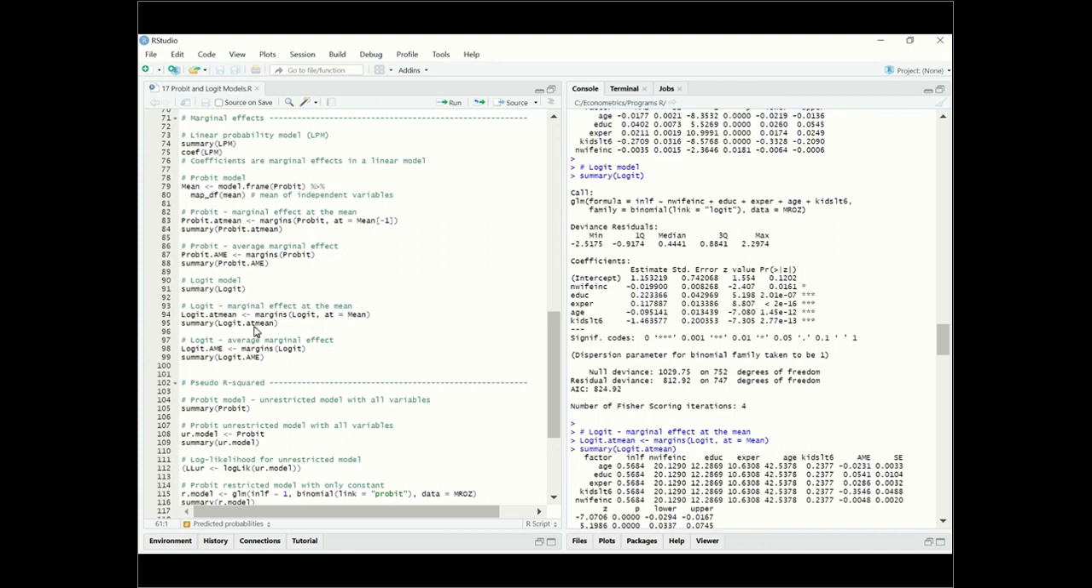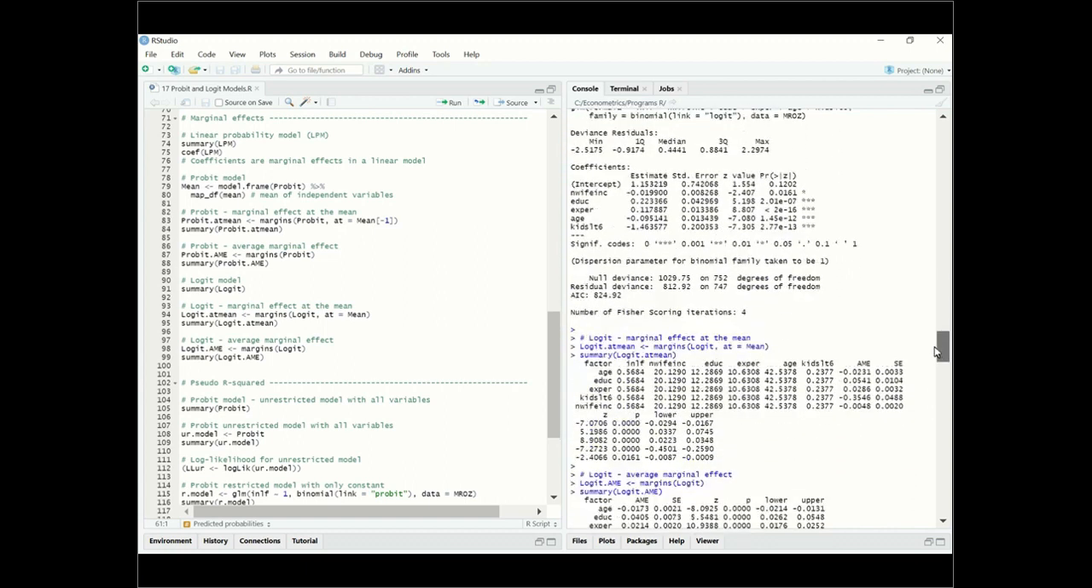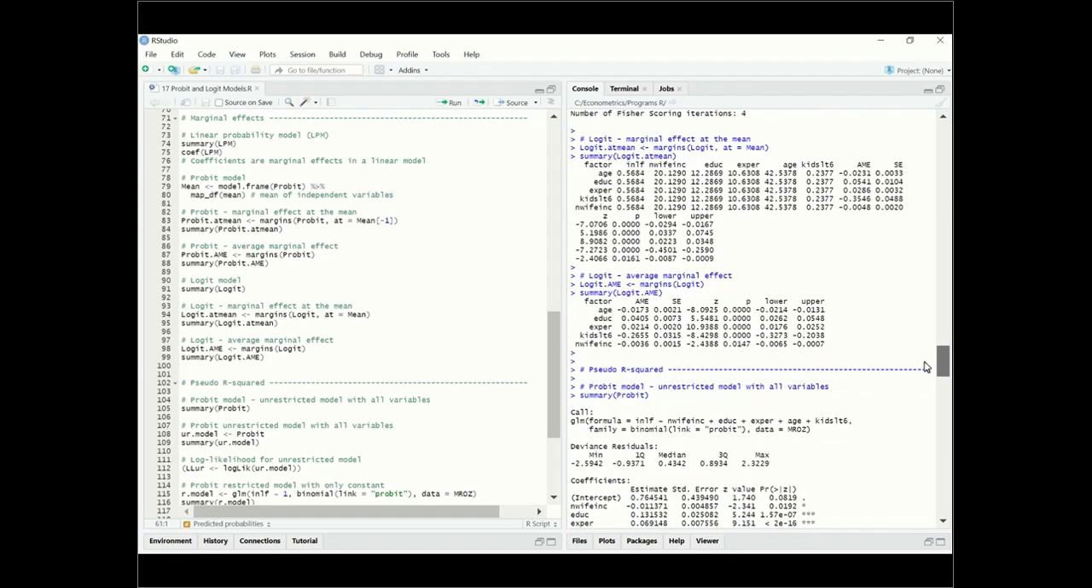And let's look at the logit at means. This will be the marginal effects at the mean. And these are going to be the values here. So again, these are the average, the mean values for each of the independent variables, and these are the marginal effects at the mean for the logit model. So again, for each additional year of education, women are 5.4% more likely to be in the labor force, and for each additional year that women get older, they're 2.3% less likely to be in the labor force.